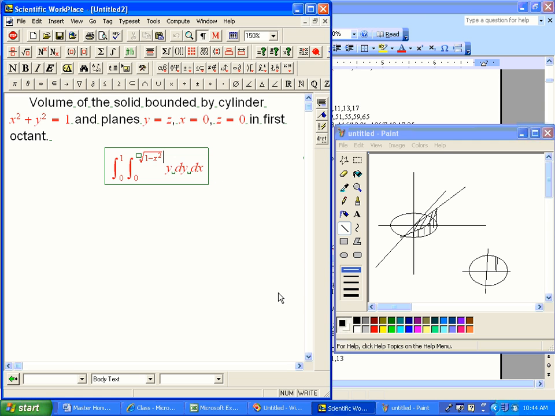Okay, in another video I'm going to do a little bit more intricate problem where we subtract two volumes from each other, but that's a good one for now.